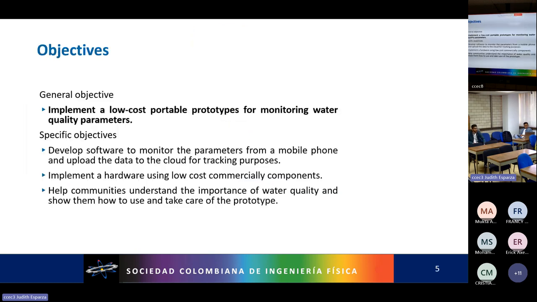And for this, the main objective of the work is to implement a low-cost portable prototype for monitoring the water quality parameters. The specific objectives are to develop the software to monitor the parameters from a mobile phone and upload the data to the cloud for tracking purposes, implement the hardware using low-cost commercial components, and help communities understand the importance of water quality, showing how to use the prototype.